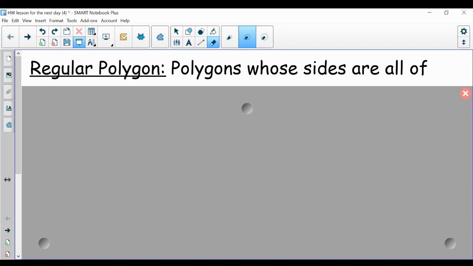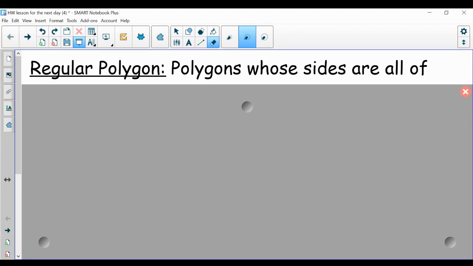Hello, we are going to talk about polygons today. So polygon means a shape with three sides, which is a triangle, up to a shape with 1,000 sides. So that would be a 1,000-gon.